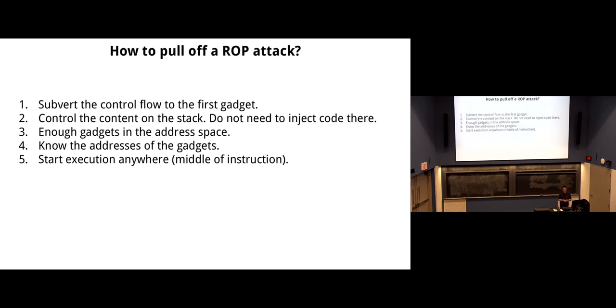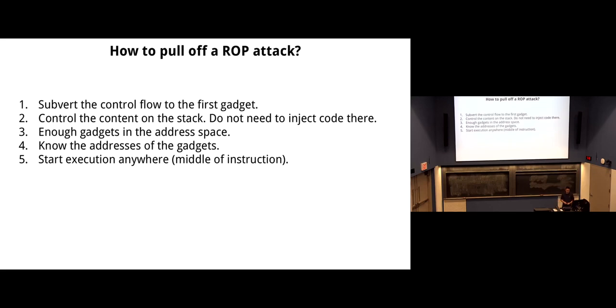So let's see, for the attack we are using so far, what conditions do we need to pull this off? First, we still need to control the stack. We need to control at least one return address on the stack. We probably don't need to control the full stack because we already said that there is a stack pivot gadget. But still, we need to control the first return address. Second, we do not need to inject code there. That's the beauty of this. This is a code reuse attack, not a code injection attack.